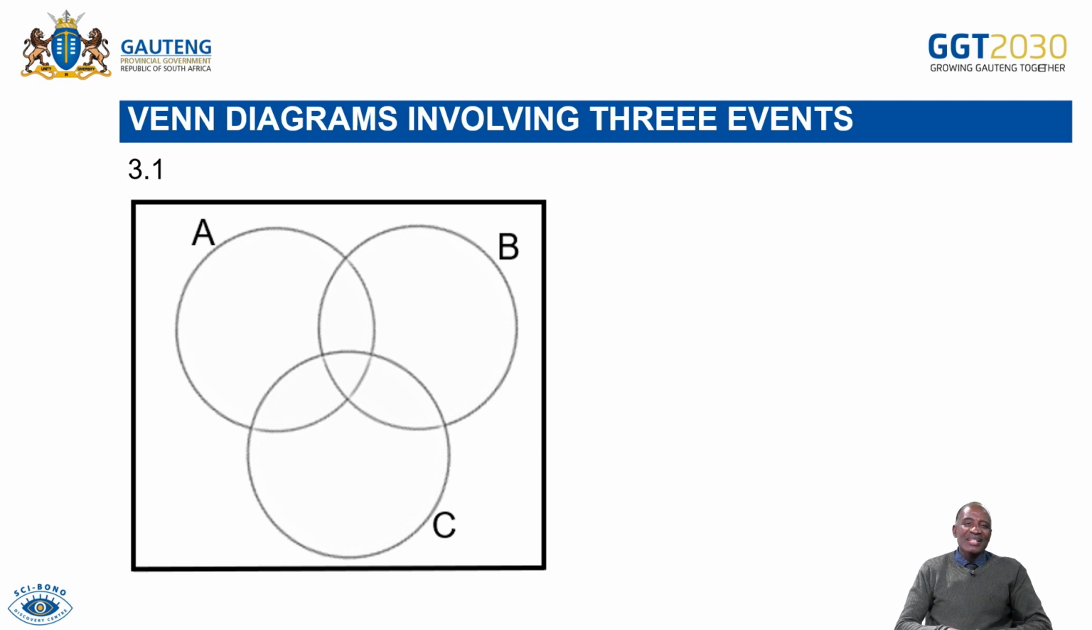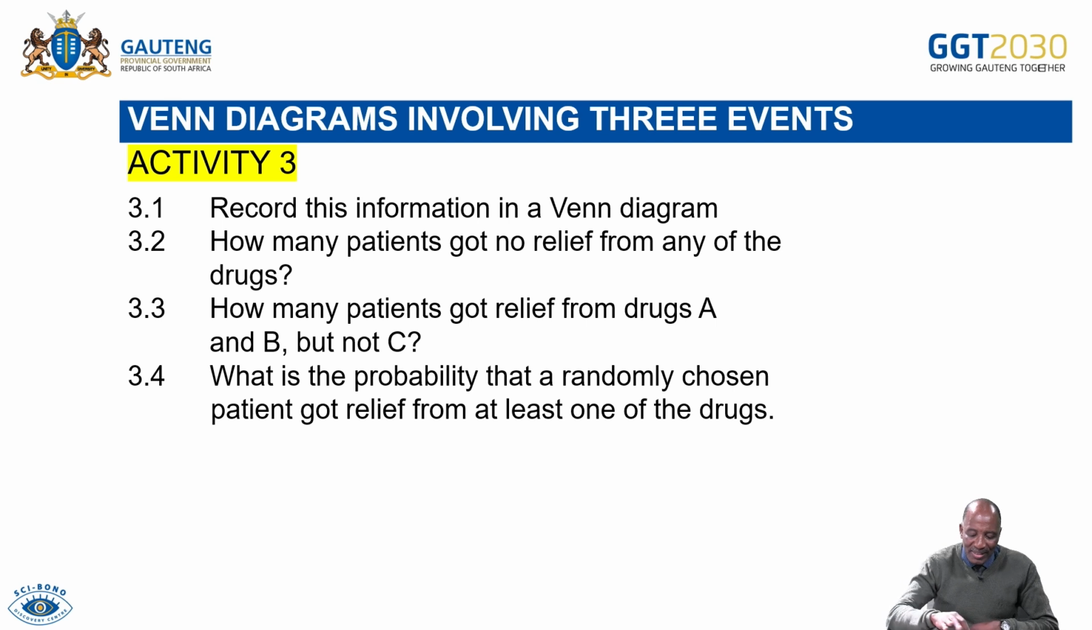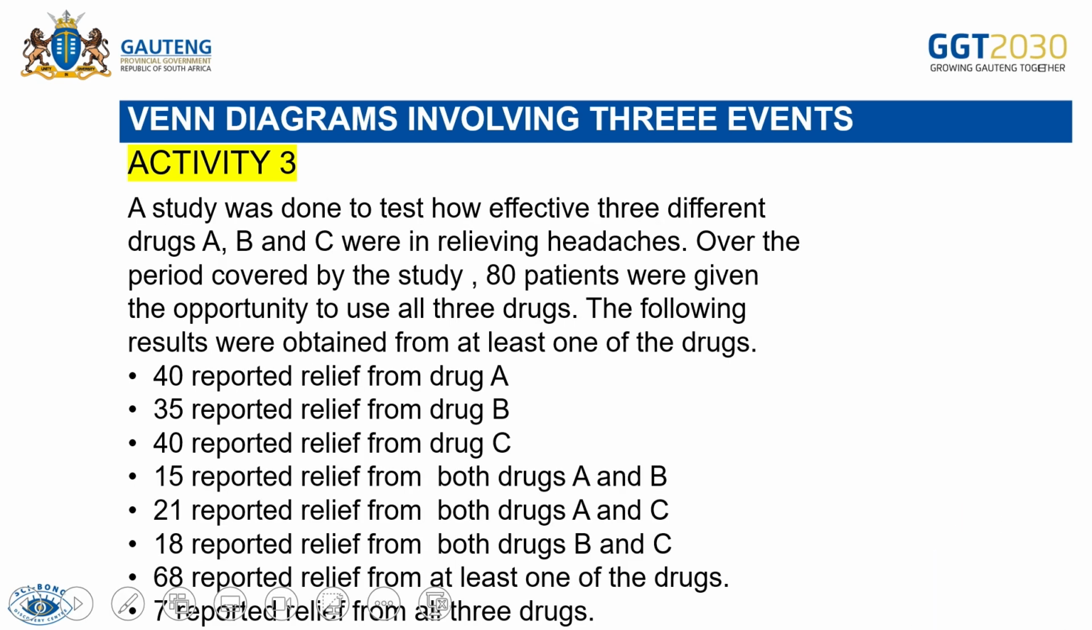Let's quickly take down this sketch. Make sure it's a correct sketch because each region will have something. Thank you. There is your sketch. Let's go back to the story. I want you to use this information to complete your Venn diagram. Use the given information to complete your Venn diagram.